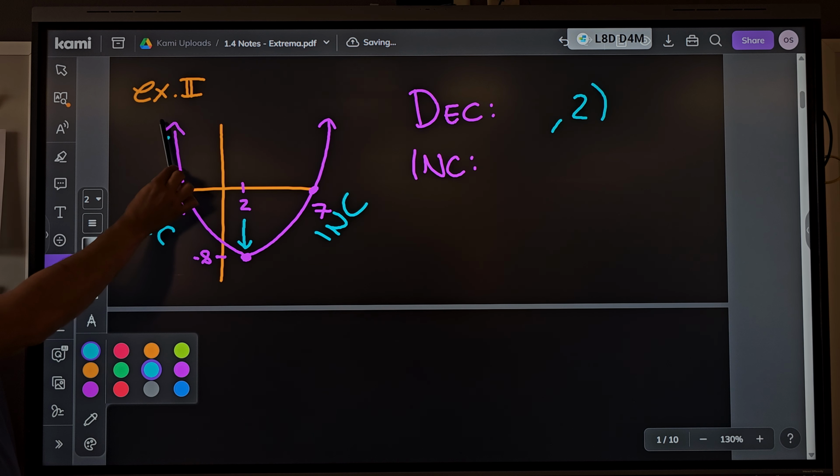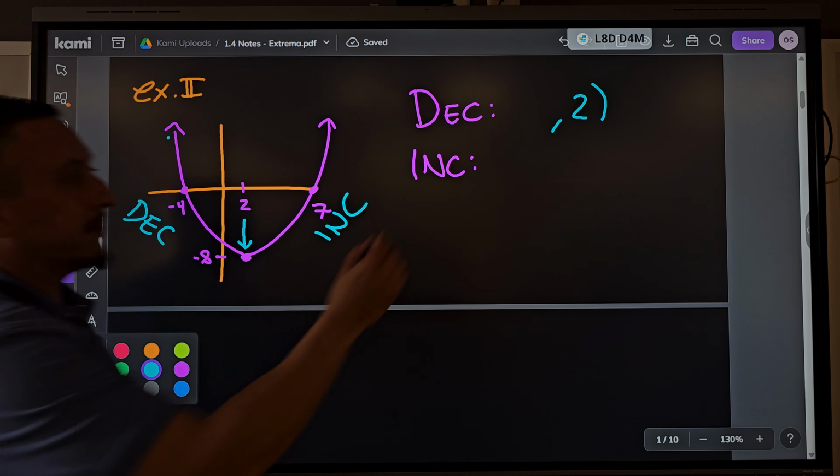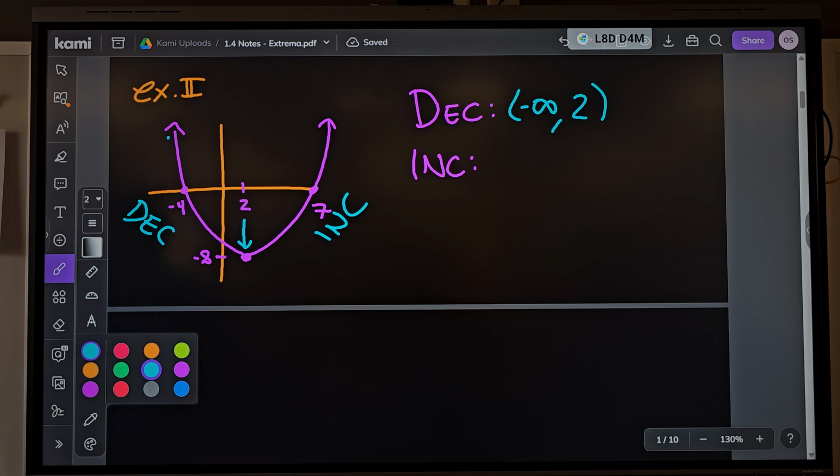Negative infinity, right? Because this keeps going and going and going. So way over here at negative infinity, it's still going. So all the way from negative infinity to 2, it decreased. And that's what's hard at first to see, okay? But once you see it once, then you'll understand. As long as it makes sense in your head.